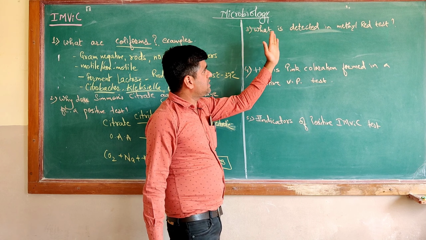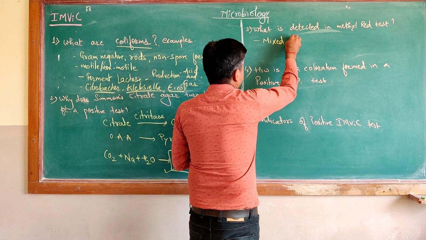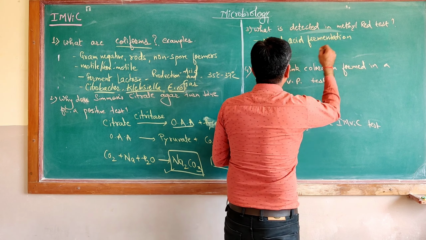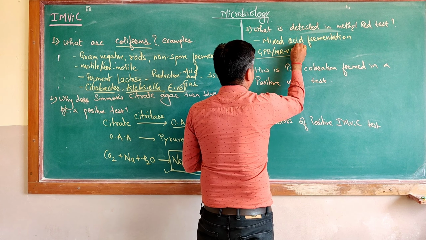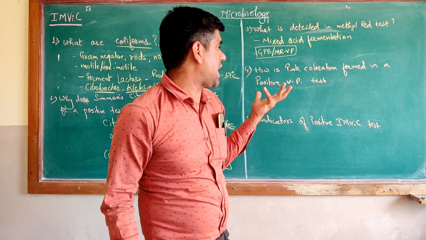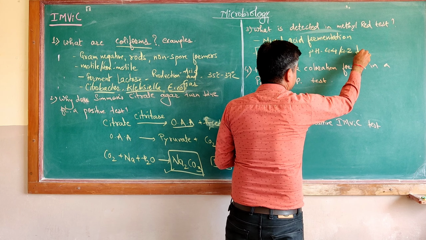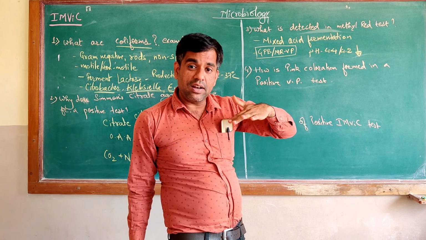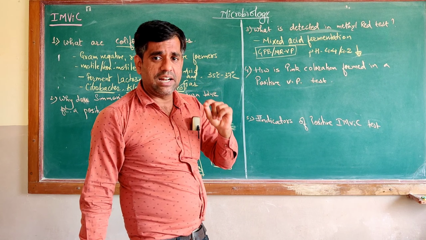Next, the question says what is detected in the methyl red test. In the methyl red test, you are detecting mixed acid fermentation. When you inoculate the organism in a GPB broth or MRVP broth, you check whether the glucose is being fermented to form different kinds of acid, so that the pH gets lowered below 4.4 or 4.2, something like that. If the pH goes below this value, then after addition of methyl red, you will have a red coloration. So you detect the formation of different acids in the methyl red test.